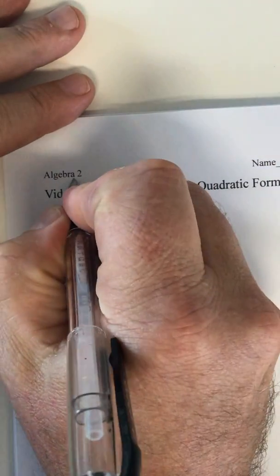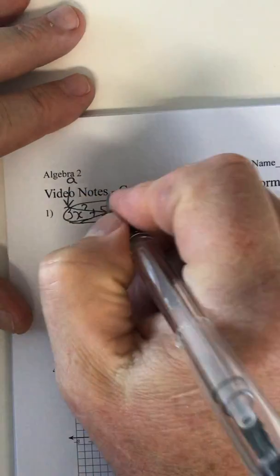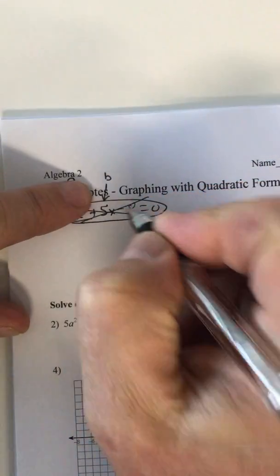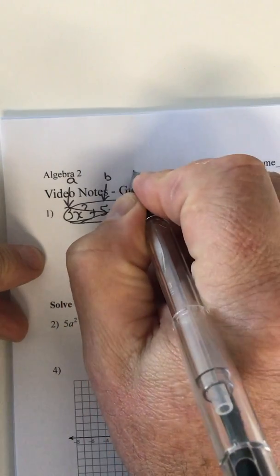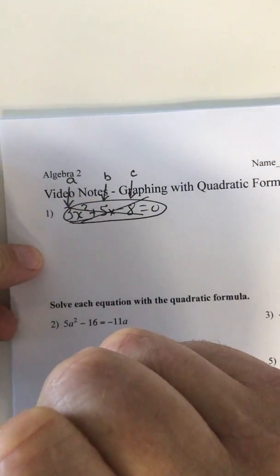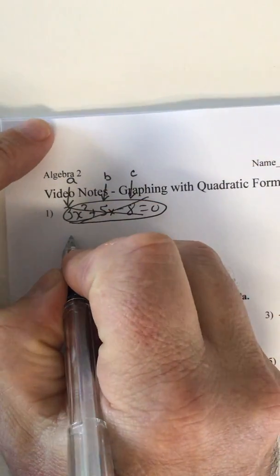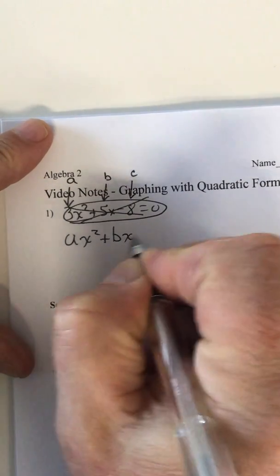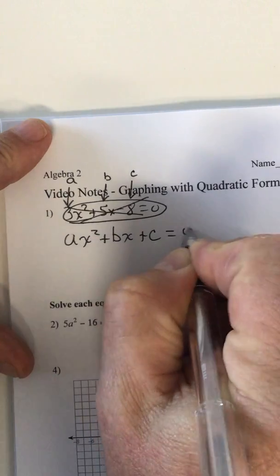So I'm going to let 3 be the variable A. And anything could be the 5, so whatever that is I'm going to call it B. And the negative 8, whatever that is, I'm going to call it C. So this equation really looks like AX squared plus BX plus C equals 0.